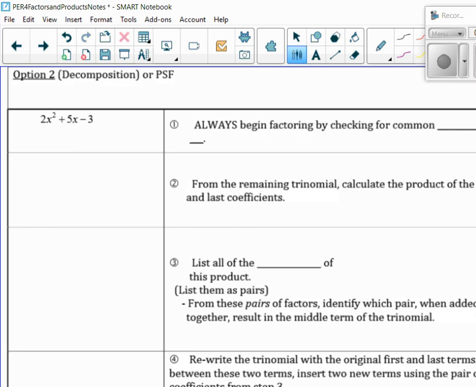Okay, so here's the method of decomp. We're going to do the same trinomial again, but this time we're going to use decomp. So we should get the same answer. Okay, so always begin factoring by checking for common factors. And that's what I'm saying the GCF is. And I would also say, and I forgot to put this in the other one, the leading coefficient should be positive. So you might want to factor it so that you take the negative out. It's just easier to factor, you know, x times x or 2x times x instead of this negative lying around.